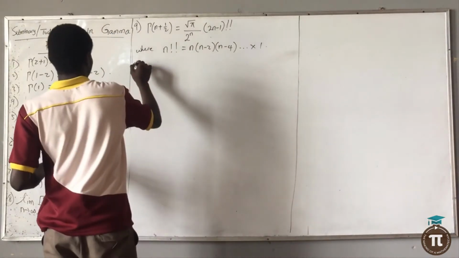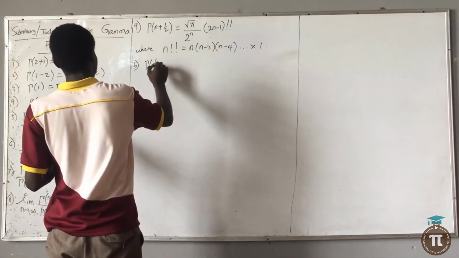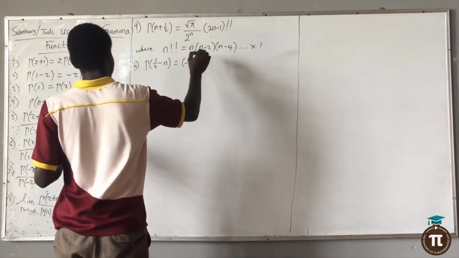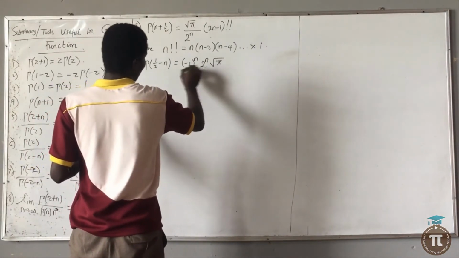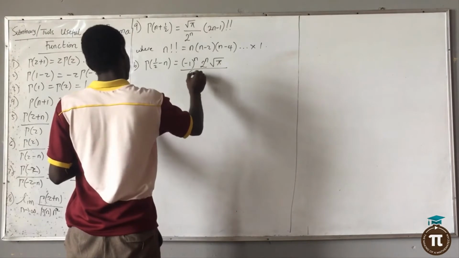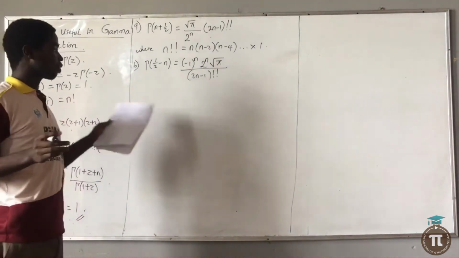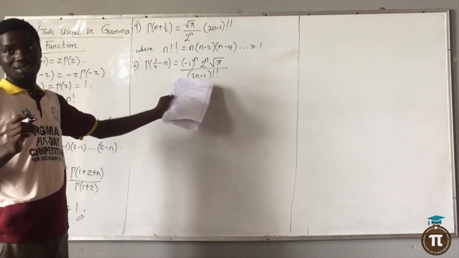The next one, number 10, gamma of 1 over 2 minus n is equal to minus 1 raised to power n, 2 raised to power n root pi all over 2n minus 1 double factorial. Of course, we've defined what we call double factorial before now, and this is the answer.